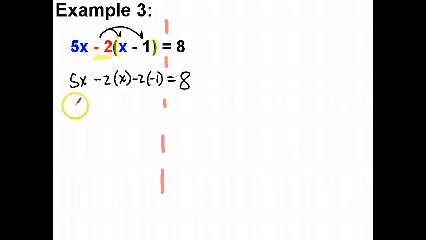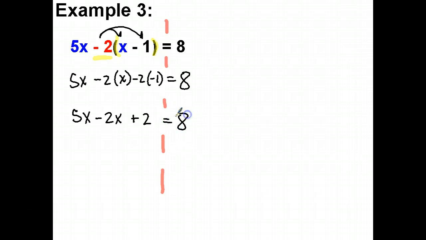All right, so from here now we just simplify our expressions. So we say 5x, that's simplified. Negative 2 times x would be negative 2x. Negative 2 times a negative 1 would be a positive 2 equals 8. And so from here, if I look at this expression, I can see that there still are 2 like terms that need to go together. So before I can move anything over to the right, or I can isolate the variable, which means get it by itself, I need to combine my like terms. So 5x take away 2x would give me 3x plus 2 equals 8.